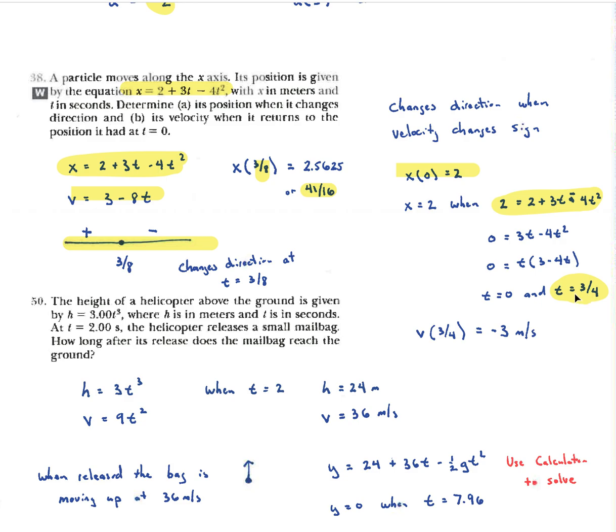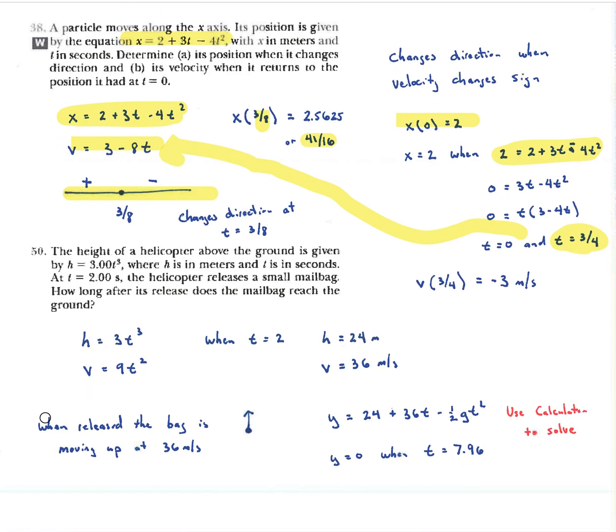And now I want to know its velocity at that moment. So then I'm going to take the 3/4 time, and I'm going to plug it into the velocity equation. Because I know at that moment is when it's back to where it started, and I want to know how fast it's moving at that moment. And it's actually moving at a -3 meters per second velocity.